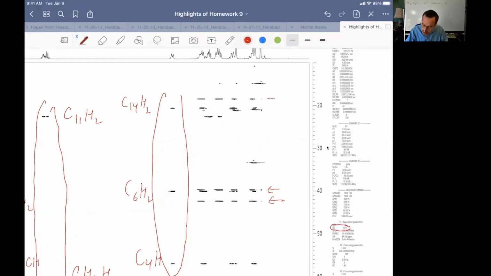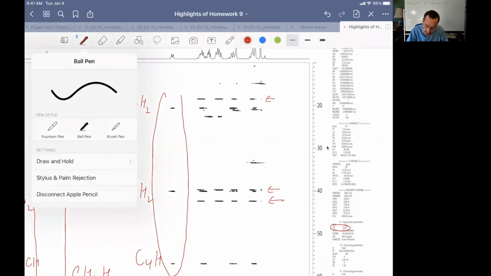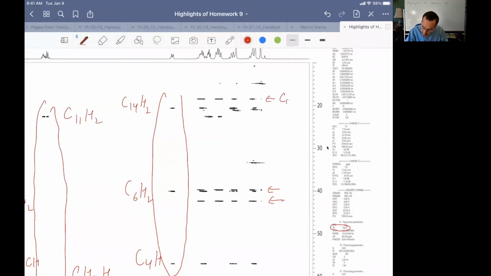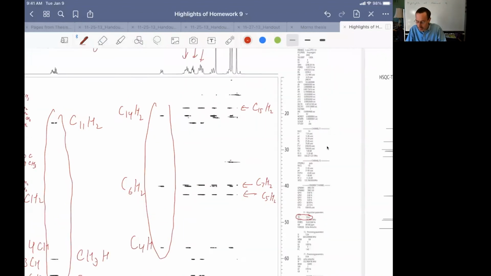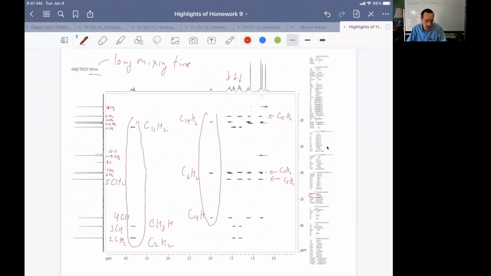And you start to realize, oh, wait, here's our last spin system. It's C15H2, C7H2, and C5H2. In other words, that's that ring that has 4 methylenes to it.